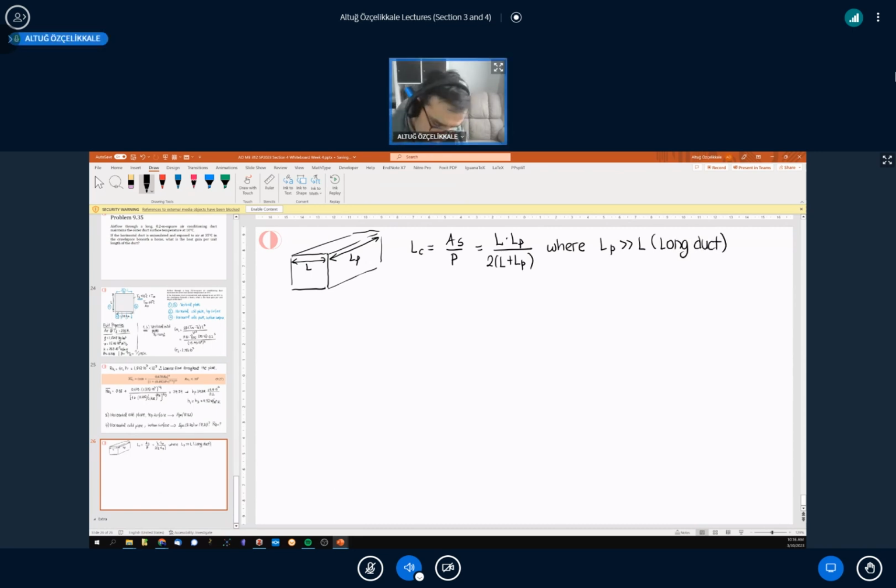So under those cases, the characteristic length is going to boil down when you do the scaling analysis. This L is going to disappear from here. So we are going to have L multiplied by LP divided by 2LP. And that's going to be L over 2. That's going to be 0.10. So it turns out that we need to base our Rayleigh number on half the distance.